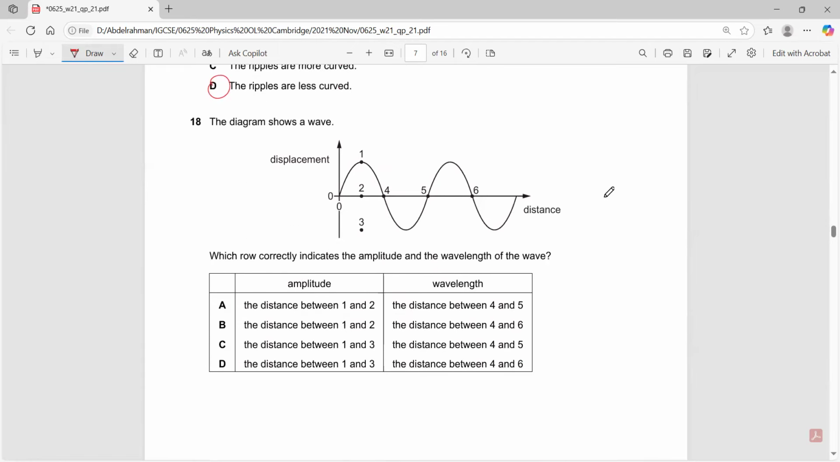Diagram shows a wave. Which row correctly shows the amplitude and the wavelength? The amplitude would be the distance between 1 and 2, right? Distance between 1 and 2 is the amplitude. What about the wavelength? Distance between 4 and 5? No, it's actually between 4 and 6. This is the total wavelength, or one wavelength, yes.